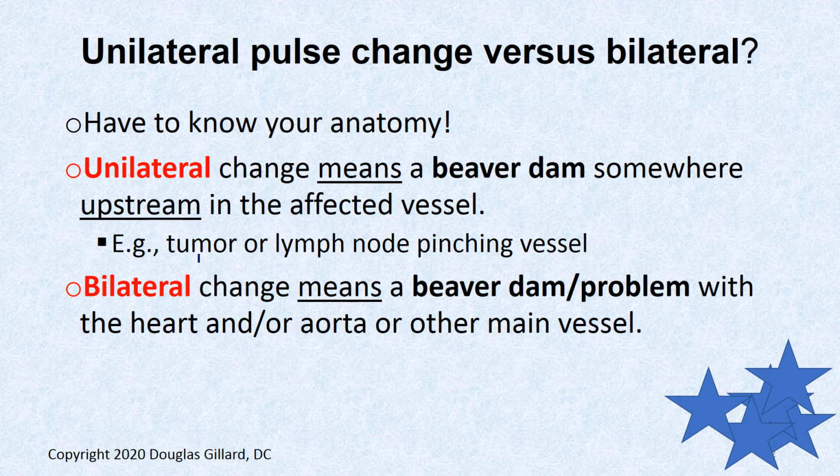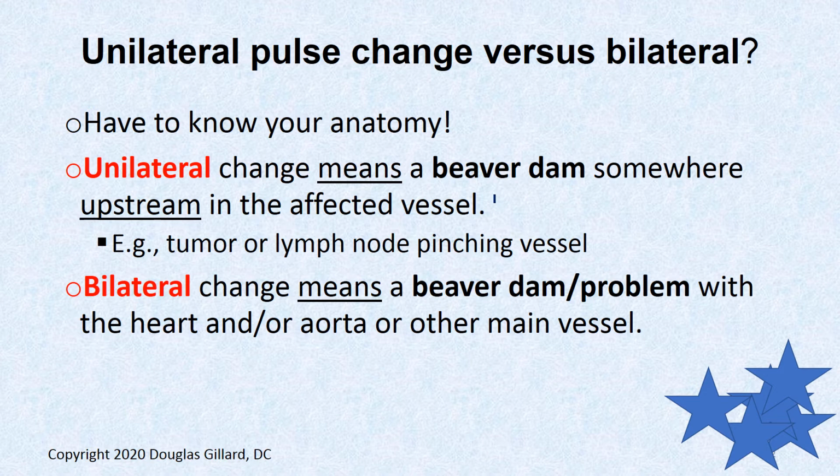So if you're taking pulses and you have a decreased pulse, what's the difference between a unilateral decreased pulse and a bilateral decreased pulse? What does it mean? Well, you have to think of your anatomy and all those veins and arteries, especially the arteries. You have to think of the road maps. So if there's a beaver dam in one artery, let's say your brachial artery, the beaver dam will affect the blood going downstream. A unilateral change means the beaver dam is somewhere upstream.